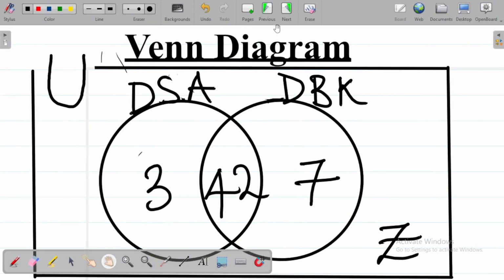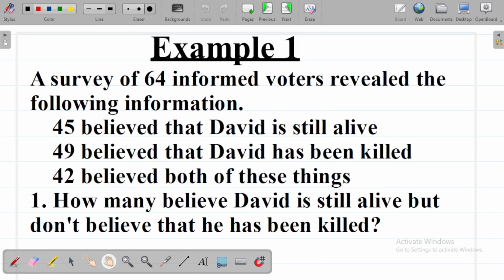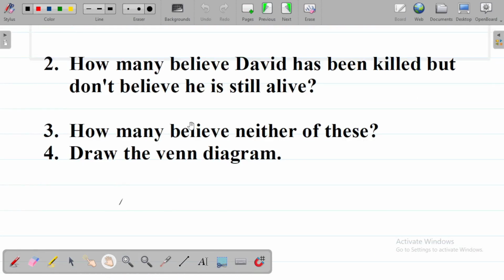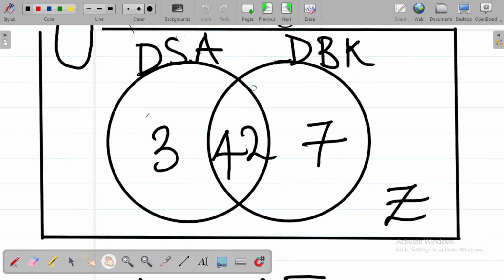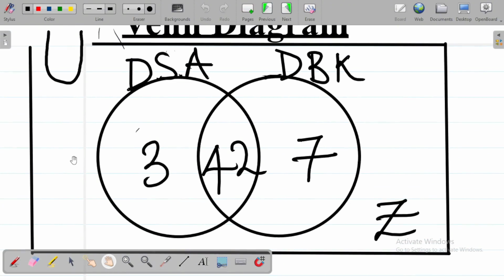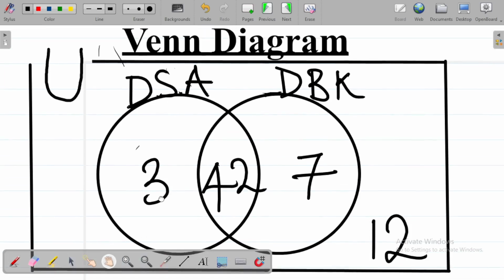All right, let's answer the last question. The last question, which is question 4, it says, draw the Venn diagram. All right, this is the Venn diagram. The value of Z is 12. So we'll write 12. So this is the final Venn diagram.